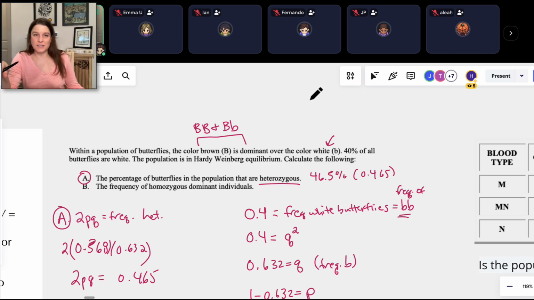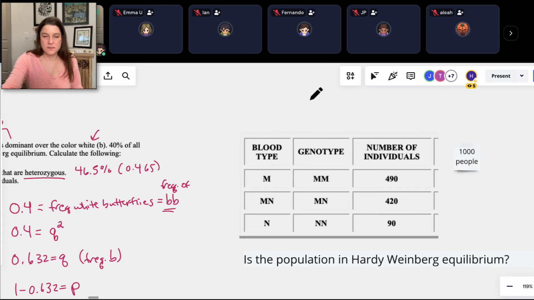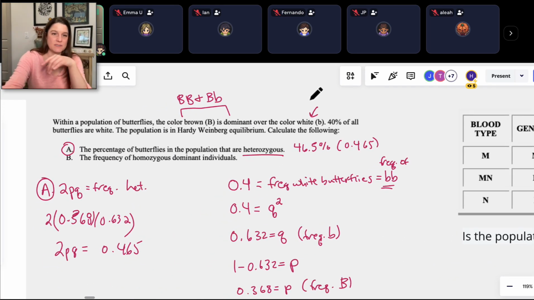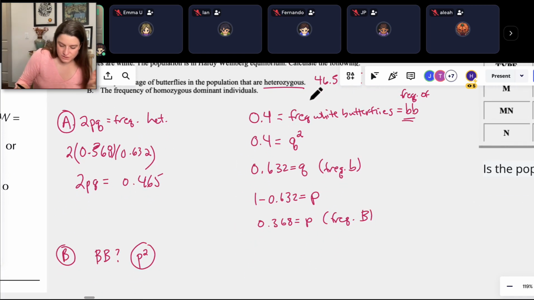So that's kind of the strategy. Generally try to get to Q squared, or Q if they give it, that could be useful as well, because Q squared will allow you to get to Q, which easily allows you to get to P, and then you can do anything. Okay, that's what I wanted to say with the second one. So P squared here, you just multiply this 0.368, square that. 0.368 squared is 0.135. That'd be the frequency of homozygous dominant individuals.